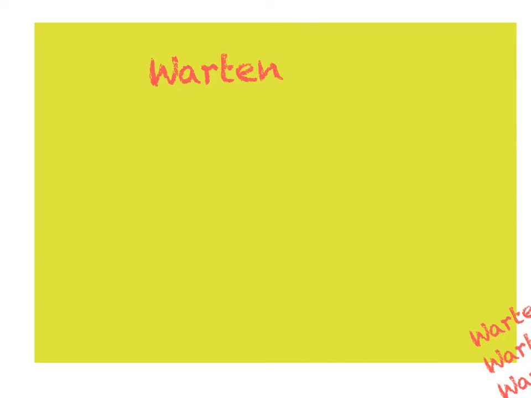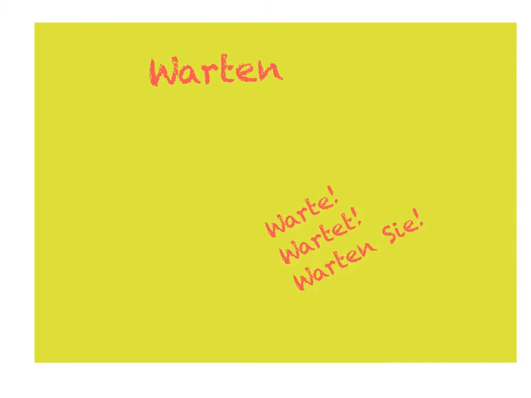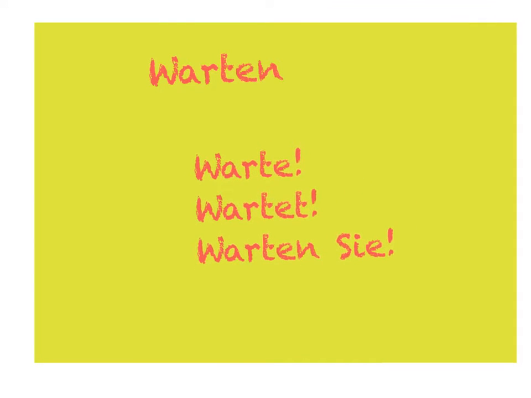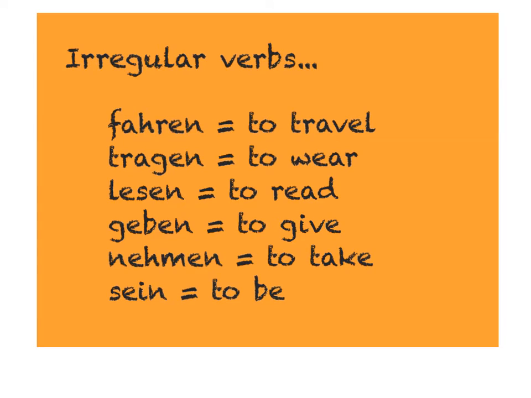There are always exceptions to the rules, and warten, to wait, is just one example where in the imperative, in the du form, you must make sure that you add the e. Warte mal, wait a minute. Now let's just take a look at some common irregular verbs. Fahren, to travel, and tragen, to wear, actually work the same way as those regular verbs do in the imperative. So travel by bus would be fahr mit dem Bus, and wear your jacket would be trag deine Jacke. Lesen, geben, nehmen and sein do not follow these patterns.